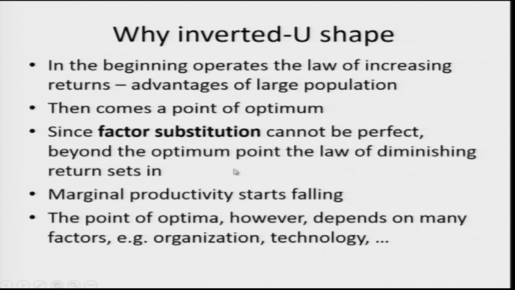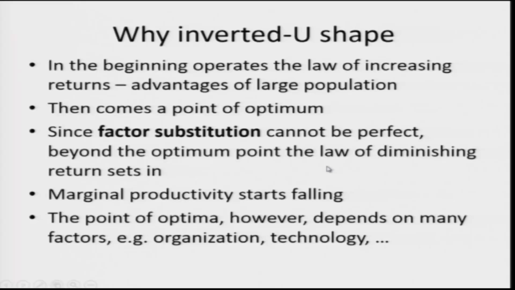Since factor substitution cannot be perfect, what is factor substitution? Factor substitution means that the disadvantages of population growth can be partly compensated by technological improvement or by expansion of land. But factor substitution is never perfect. So, beyond the optimum point, the law of diminishing return sets in, and marginal productivity of people starts falling. However, the point of optimum depends on many factors: economic organization, social organization, technology, level of income, and so on.